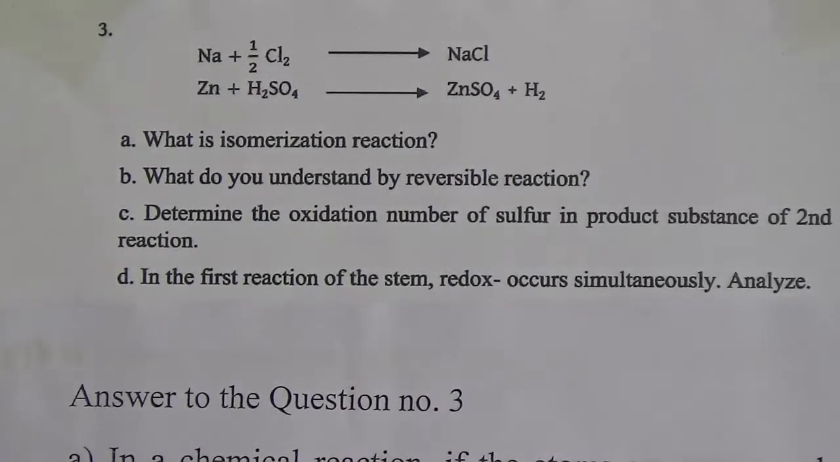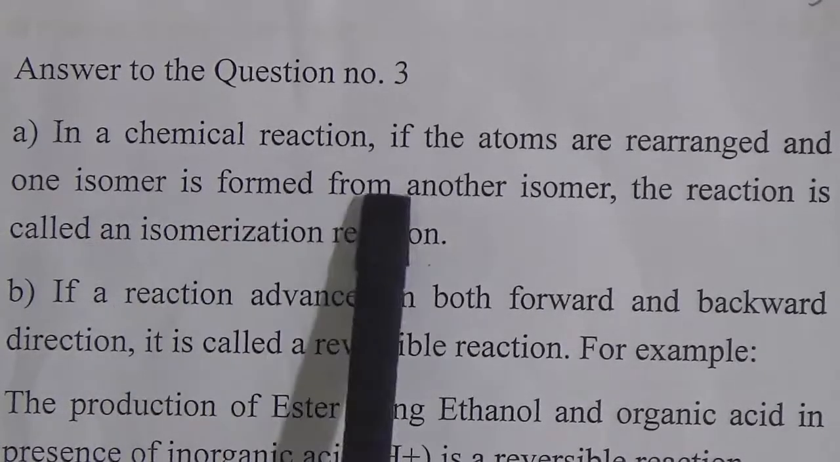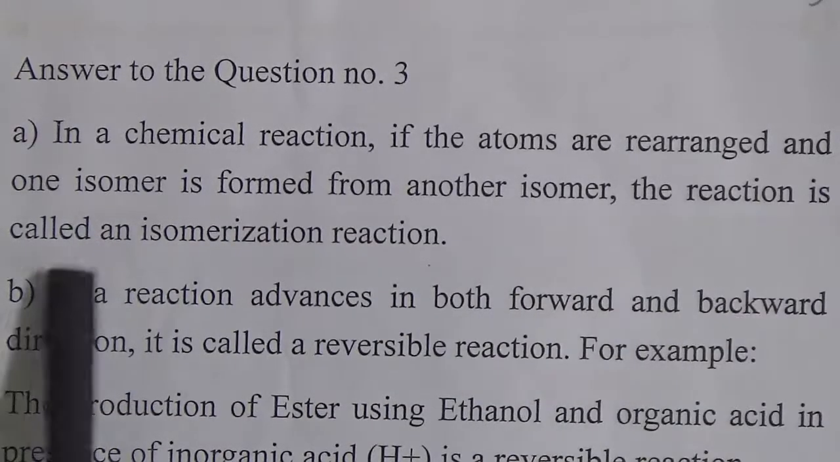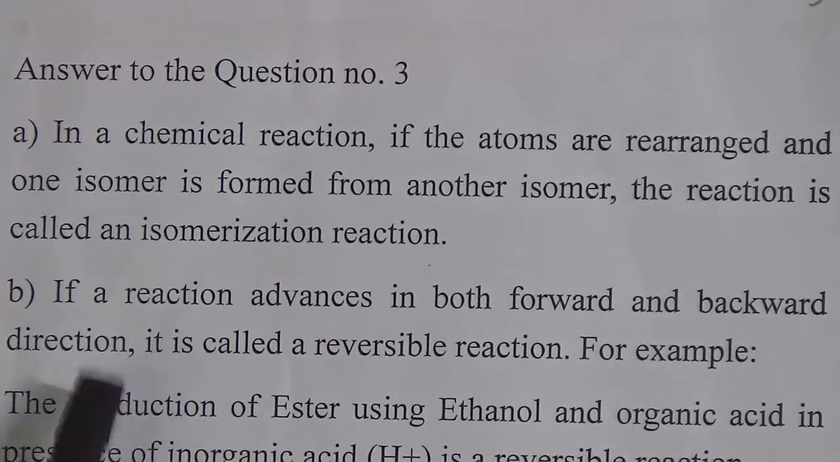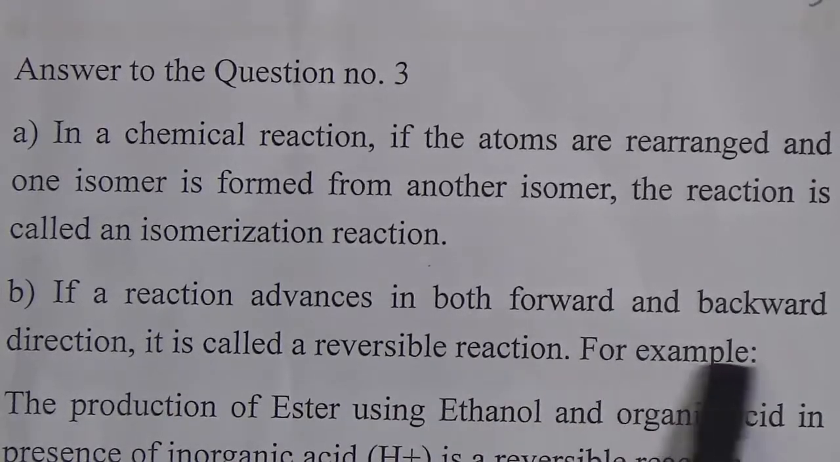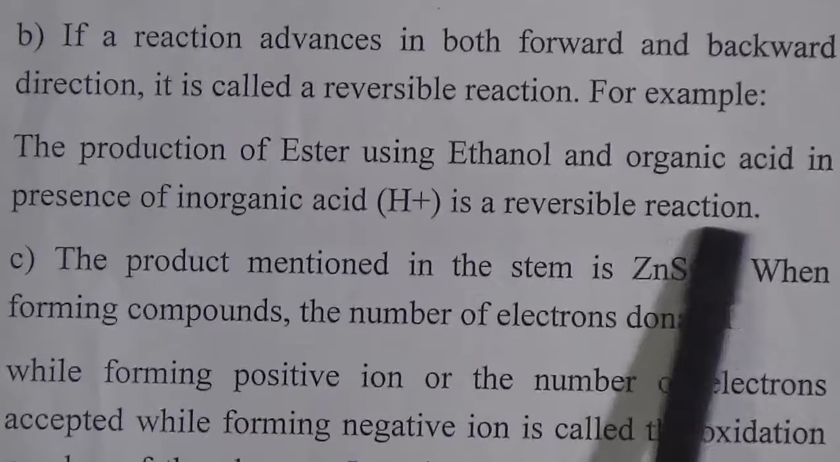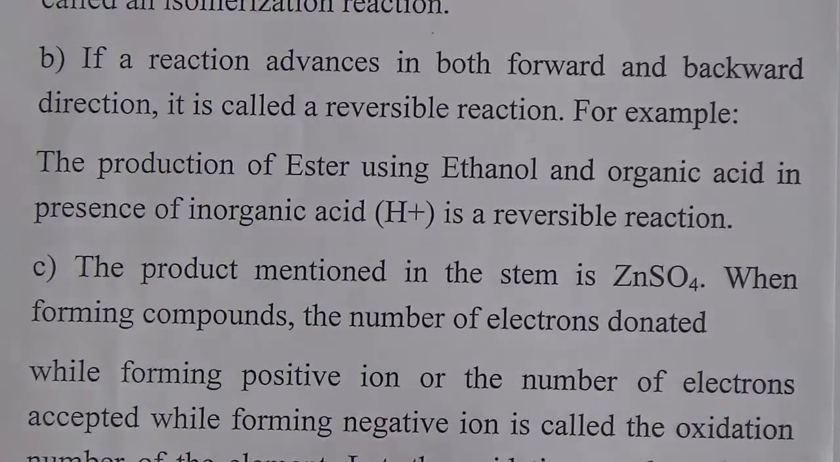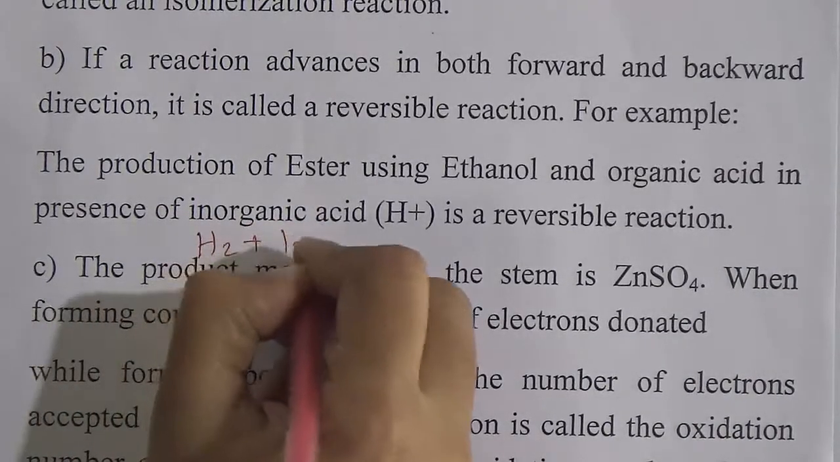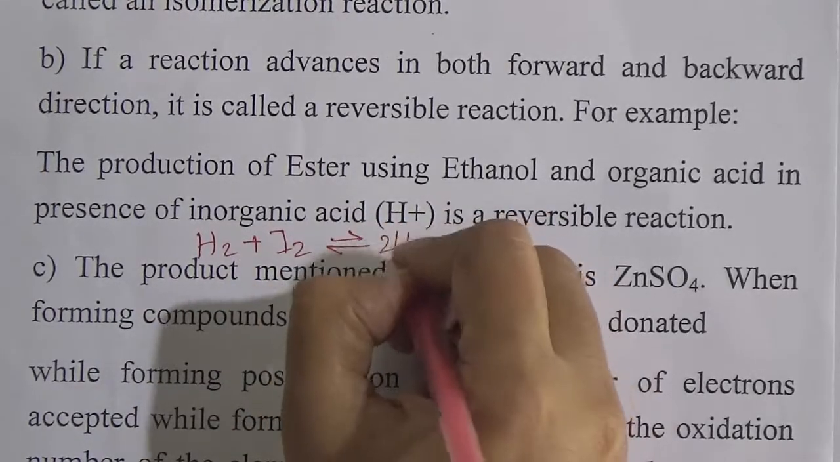Come to the answer. First one: in a chemical reaction, if the atoms are rearranged and one isomer is formed from another isomer, the reaction is called the isomerization reaction. Second question answer: if the reaction advances in both forward and backward direction, it is called a reversible reaction. For example, the production of ester using ethanol and organic acid in presence of inorganic acid is a reversible reaction. Also, we have just discussed hydrogen plus iodine producing 2 moles of hydrogen iodide, this is a reversible reaction.